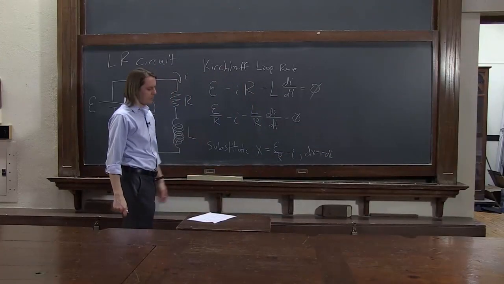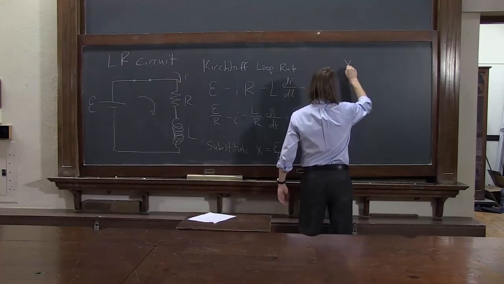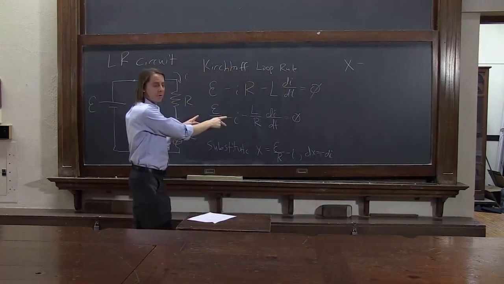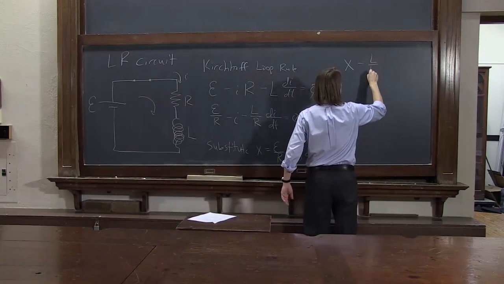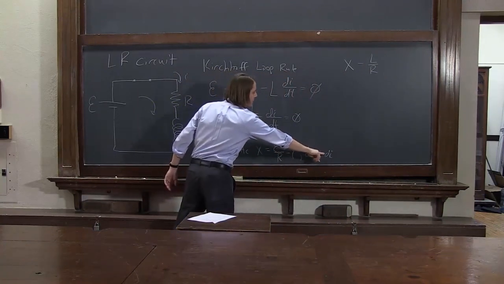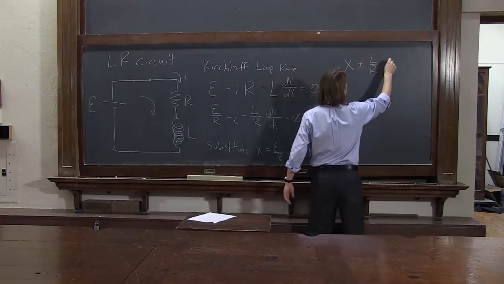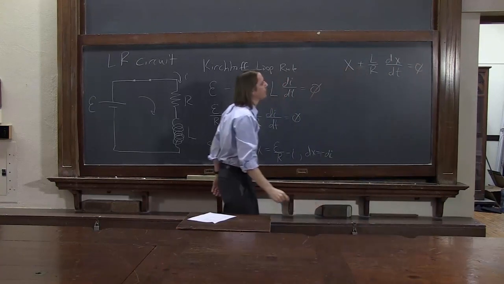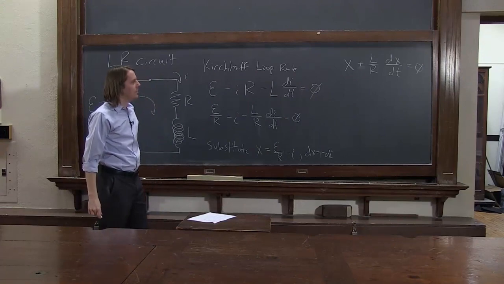So if we make that substitution, we can rewrite this thing as here is x. And so x is EMF over R minus i, and then minus L over R, and then this is di dt. Well, if we want to change that to x, there's actually a negative sign. It has to get changed, and it just becomes dx dt equals 0.